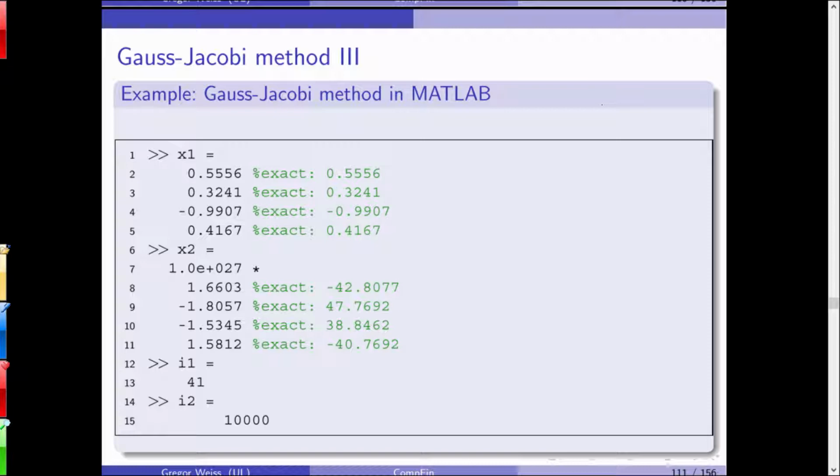x1 is pretty close after 41 iterations. x2 is a number that is probably close to the wealth of Scrooge McDuck. It's 10 to the 27th, and it has used all of the 10,000 iterations.